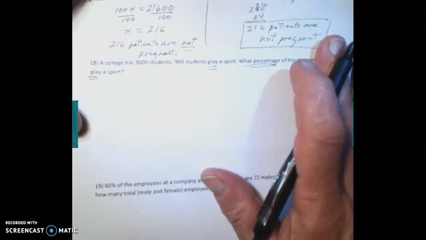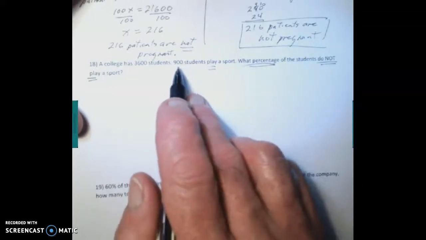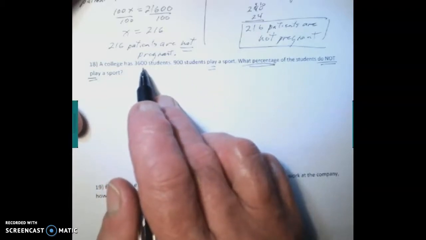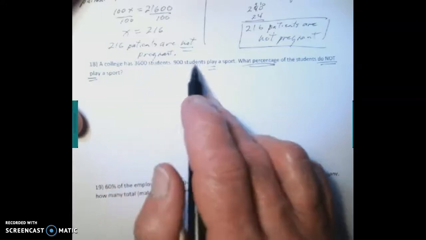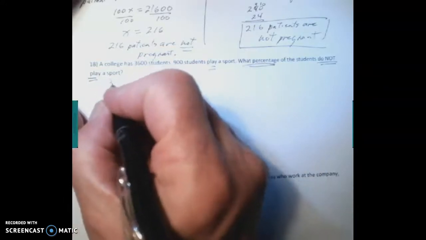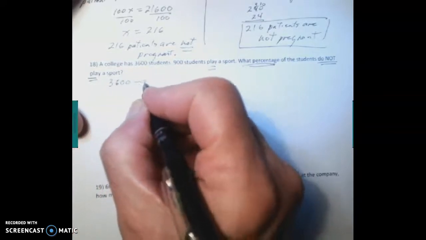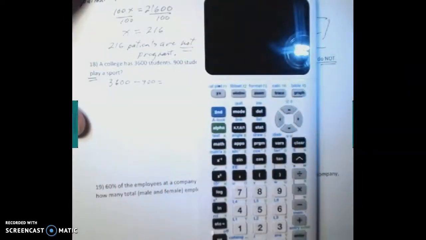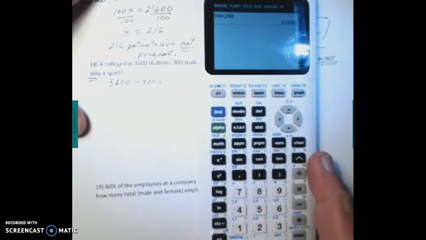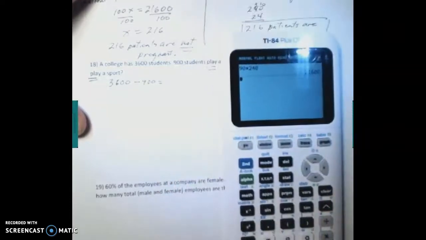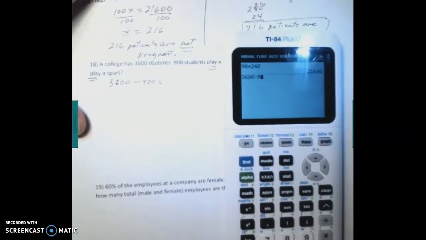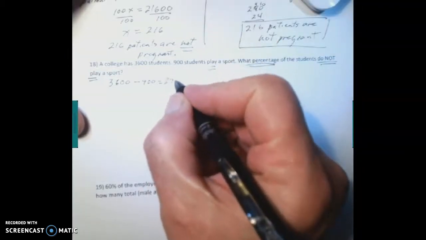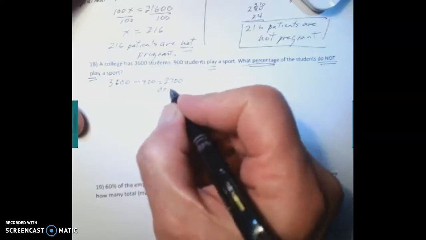I think the easiest way to do it is, if we know 900 students play a sport, and we know the total number of students, we can figure out how many students do not play a sport. We can subtract 3,600 minus 900, and that will give us, okay, if I would have lined it up, it would have been easier to do. 3600 minus 900 is 2,700 that do not play a sport.